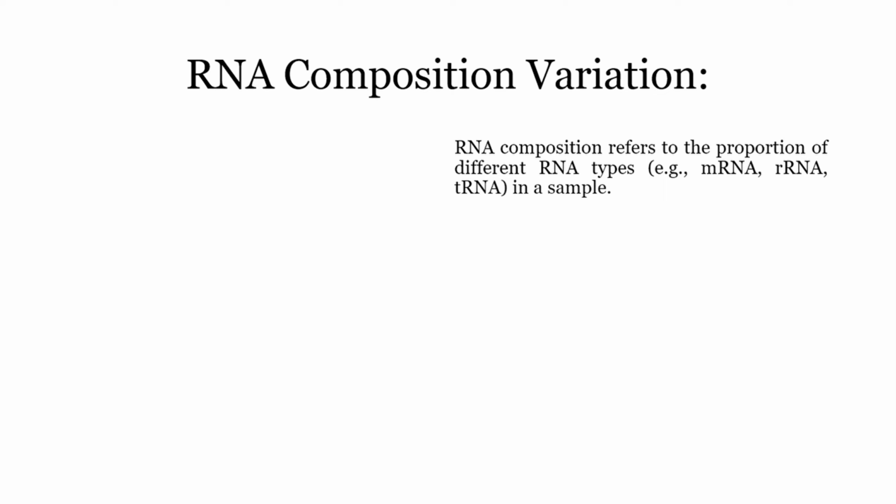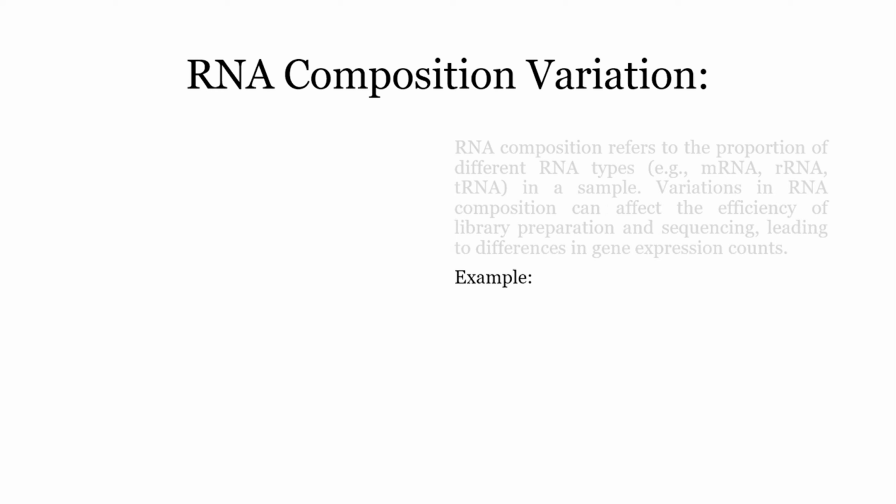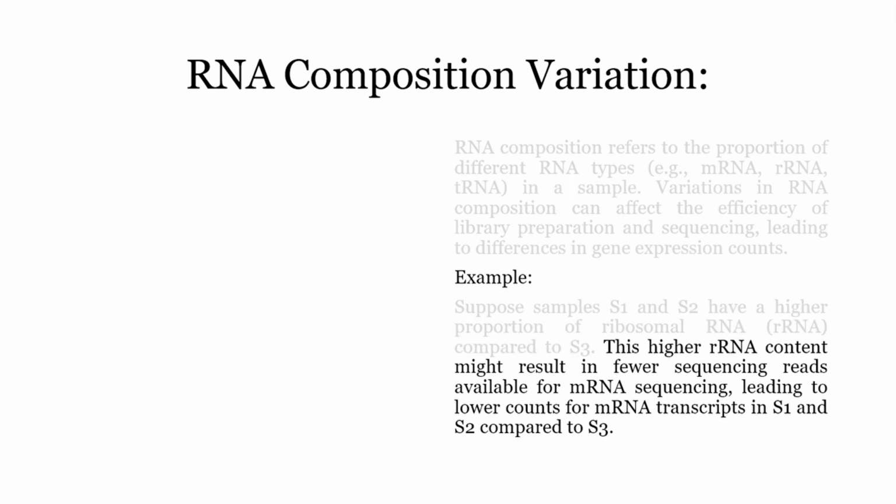And now, the RNA composition variation. RNA composition refers to the proportion of different RNA types, mRNA, rRNA, tRNA, in a sample. Variations in RNA composition can affect the efficacy of library preparation and sequencing, leading to differences in gene expression counts. For example, suppose samples S1 and S2 have a higher proportion of ribosomal RNA compared to S3. This higher rRNA content may result in fewer sequencing reads available for mRNA sequencing, leading to lower counts for mRNA transcripts in S1 and S2 compared to S3.